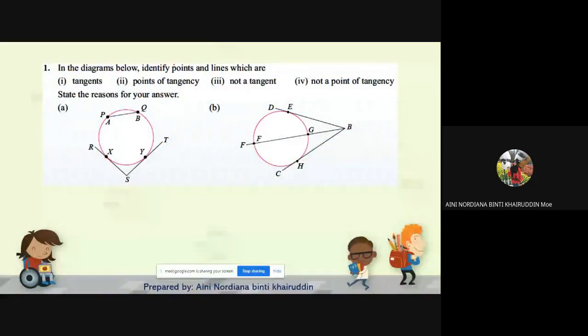Okay, in the diagram below, identify point and lines which are tangent, point of tangency, not a tangent, not a point of tangency. So, very easy to identify. Tangent only.